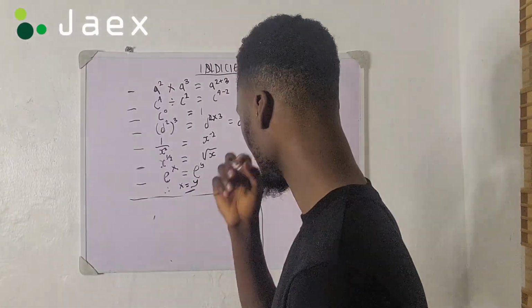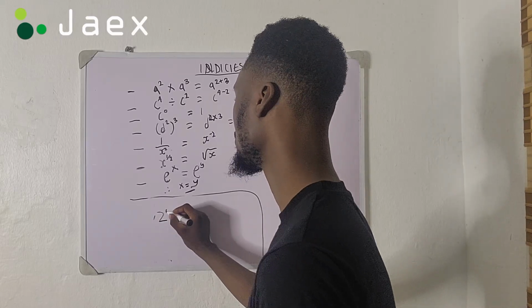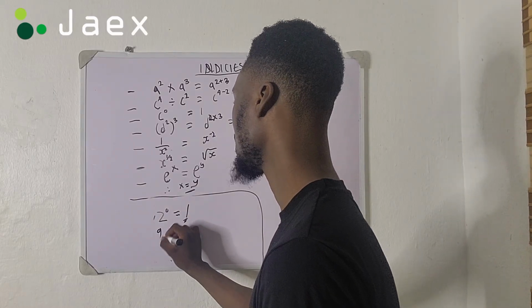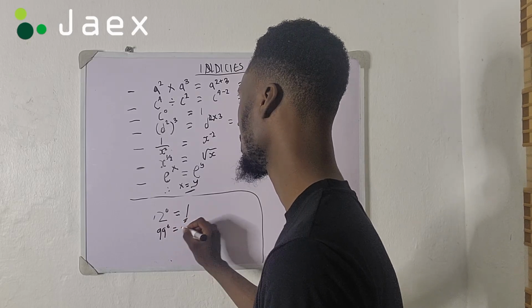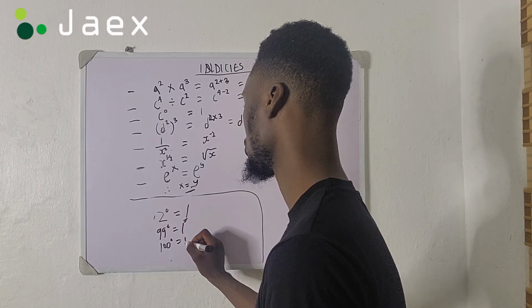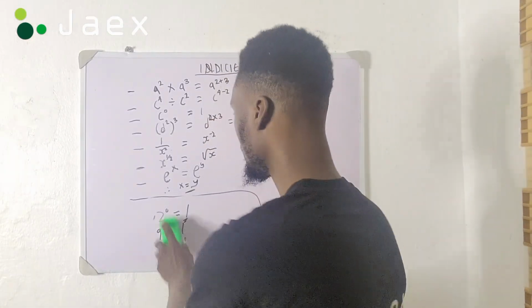Now for the third law of indices, any number raised to power 0 is always equal to 1. If you are given 99 raised to power 0, it equals 1. 100 raised to power 0 is equal to 1. So this is one of the easiest laws of indices.